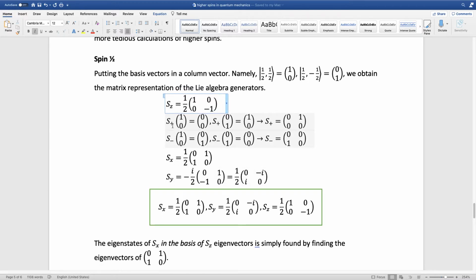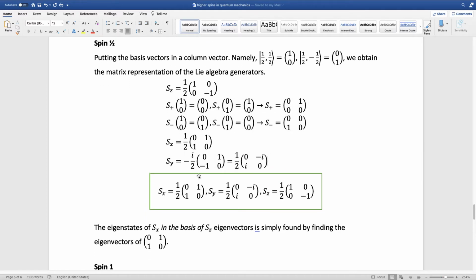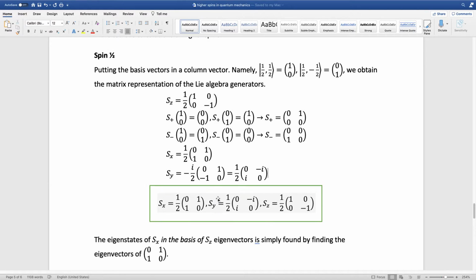So now that we have this, we can do a similar procedure for the lowering operator, and then we arrive at the spin x operator and the spin y operator, because spin x is simply half times s plus s minus, and spin y is minus i over 2 times s plus minus s minus. So these are the three spin operators in the matrix representation, and we're talking about a spin half system.